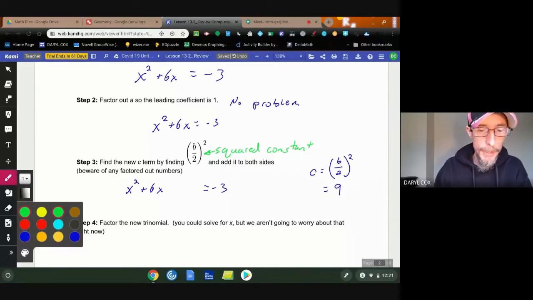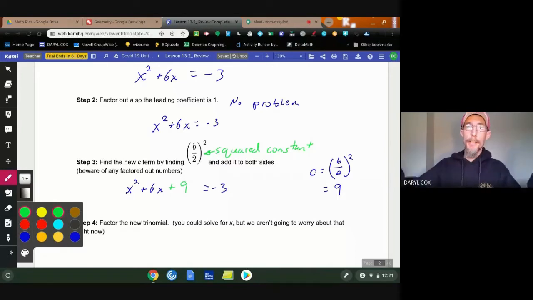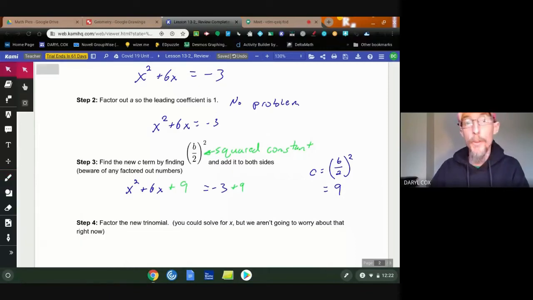So I'm going to take that c term and add it here. We're always adding. But wait a minute. Algebra told me if I add things to one side of the equation, I got to add to the other to keep it balanced. So I'm going to add to the other side to keep things balanced. So that's the completing the square part, finding the c term and then adding it to both sides. Because now this trinomial is a perfect square trinomial.